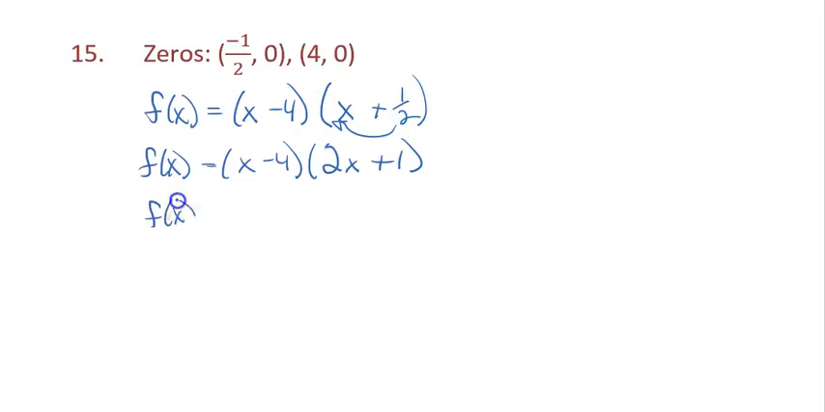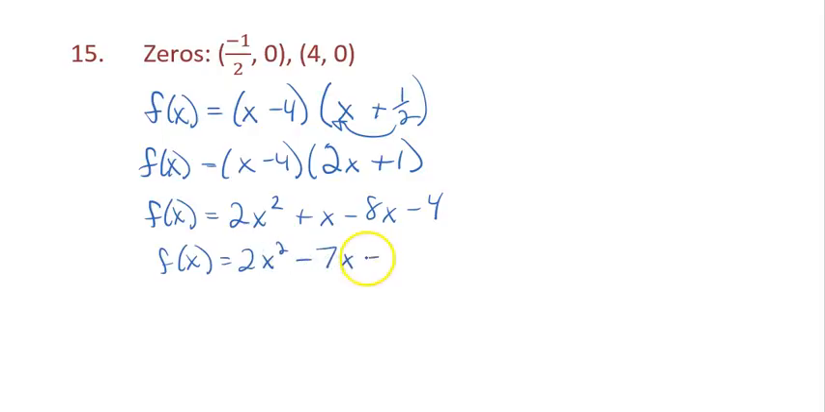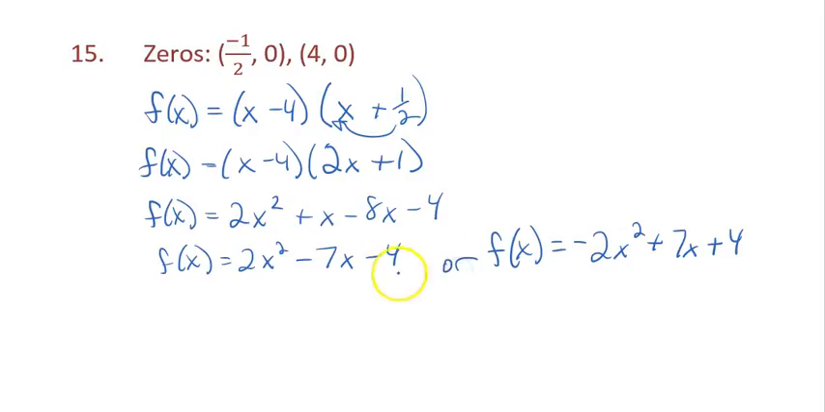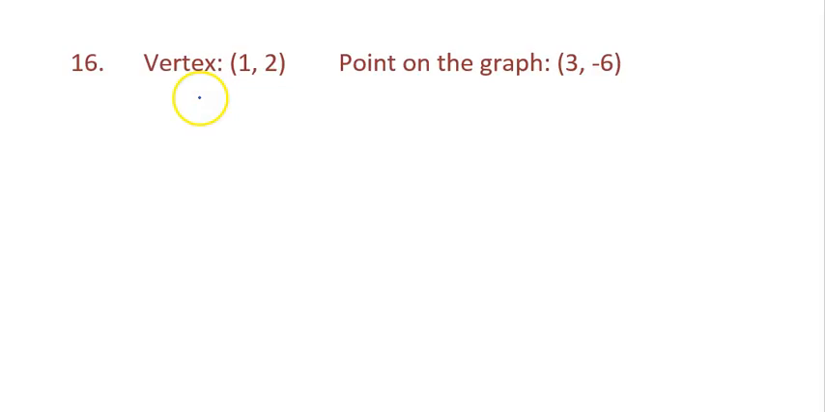So if I multiply those out, I'm going to get 2x squared plus x minus 8x minus 4, which would simplify to 2x squared minus 7x minus 4. And this is the face up case because it is a positive 2. Again, I could do a negative 2, which would change all of my signs. And so either one of these is your option. They're just passing through these 2 points on the x-axis.